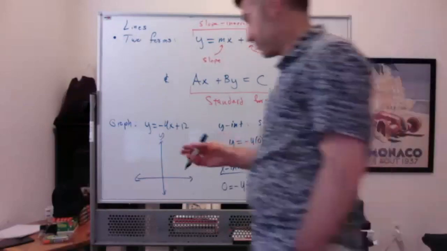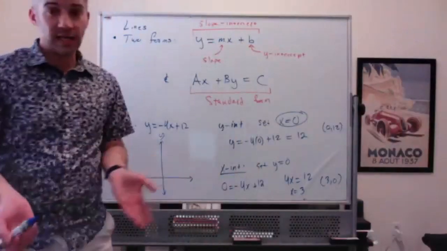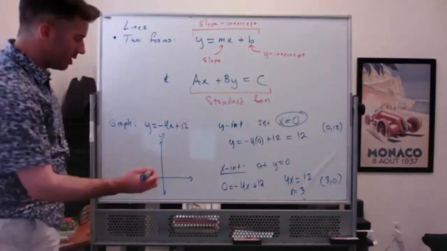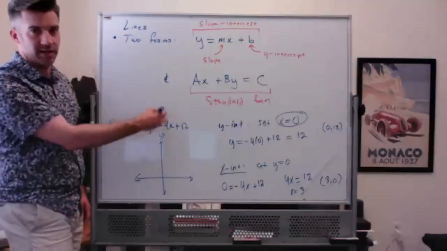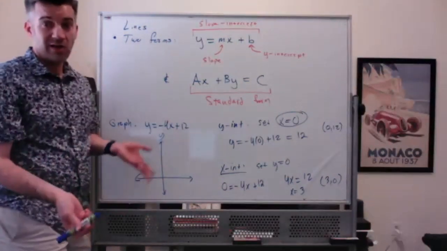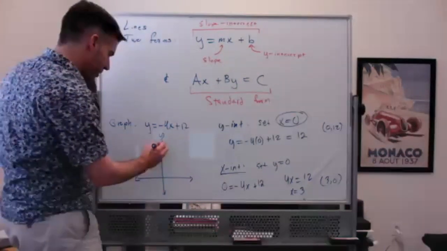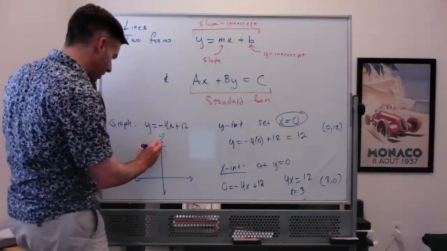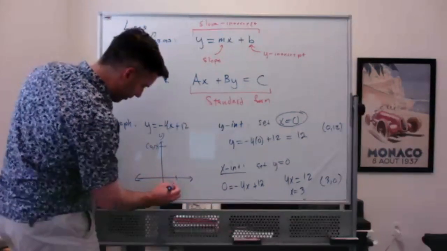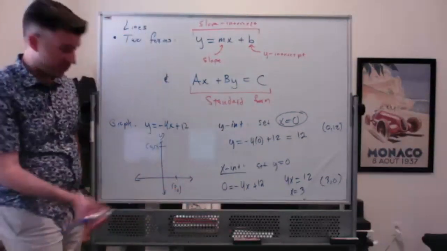Now here's the thing. I don't feel like you need to make a bunch of marks, meaning you don't need to go like 1, 2, 3, 4, 5, 6, 7, 8, 9, 12, and 1, right? You don't need to do that. You just need to be approximate. So I know I'm 12 up, I'm 3 to the right. So I'm going to make my point 0, 12 about there, my point 3, 0 about there. And then I'm going to draw the line through them.